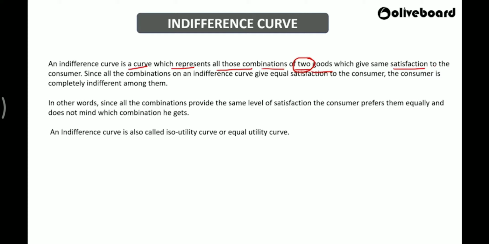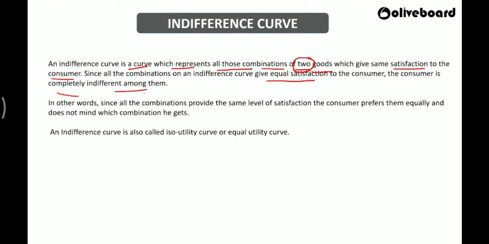So on the indifference curve, wherever you are, we will see that with an example so that you can understand. First understand the theory. All those combinations of two goods which give the same satisfaction to the consumer. Since all the combinations on the indifference curve give equal satisfaction, the consumer is completely indifferent among them. So what does it mean?